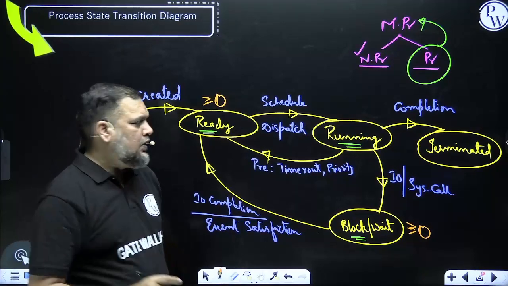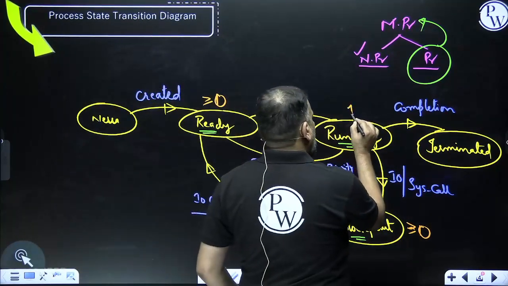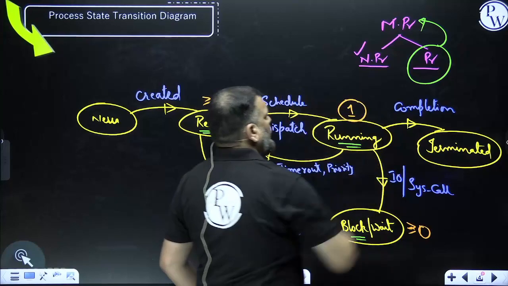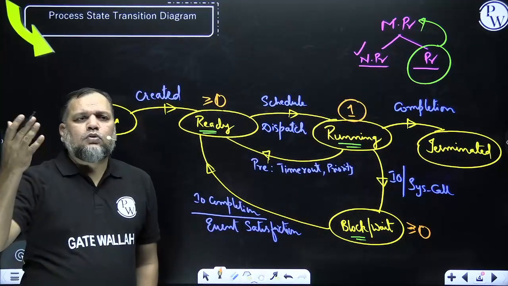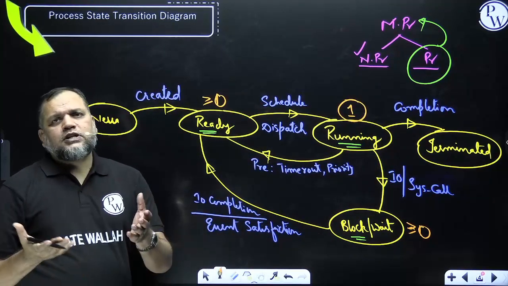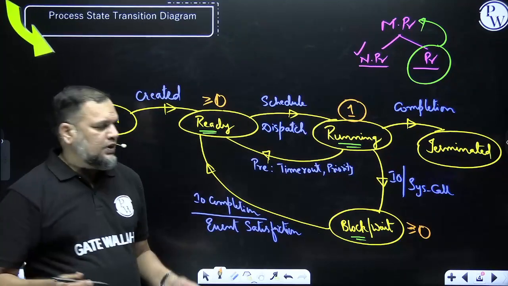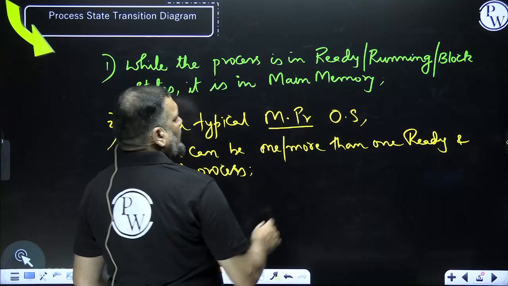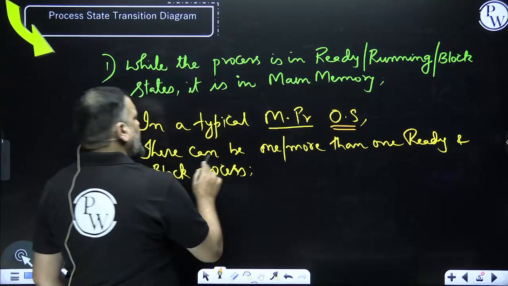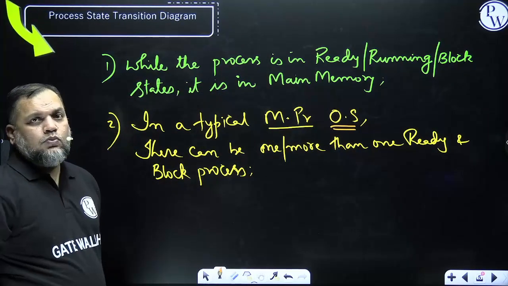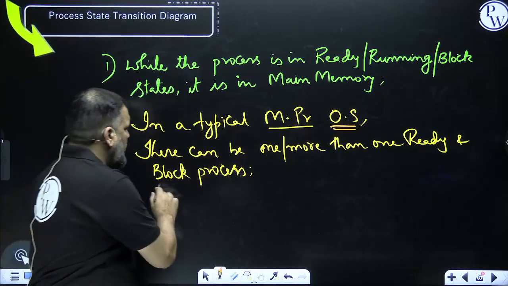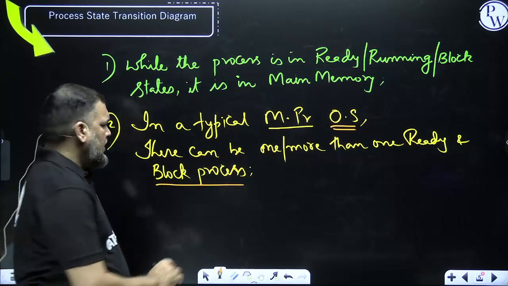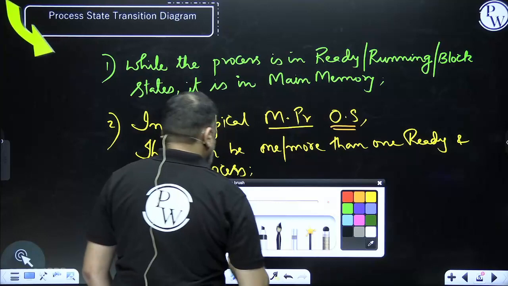But here I would like to emphasize, if I have one CPU, one core, there can be only one running process maximum. I cannot have more than one running. As you know, one CPU can run one process. So that is the point I'm trying to make here. In a typical multi-programmed operating system environment, there can be one or more than one ready process and one or more than one block process.